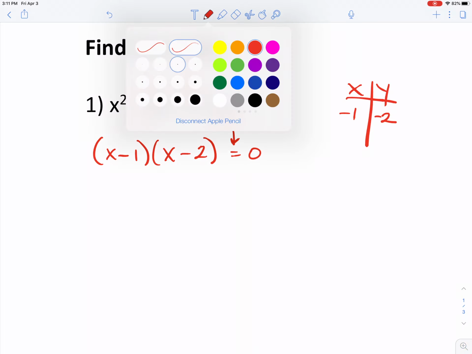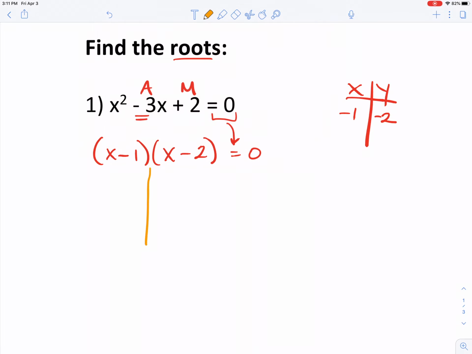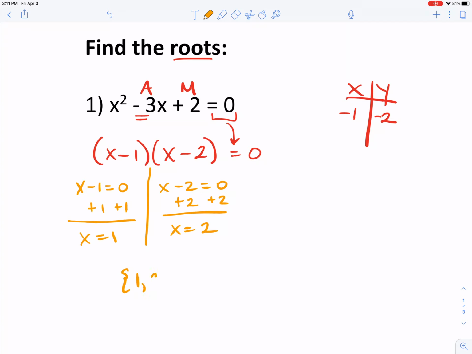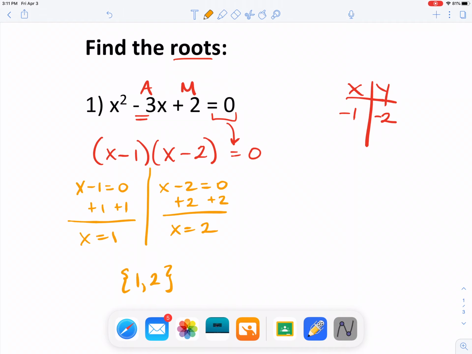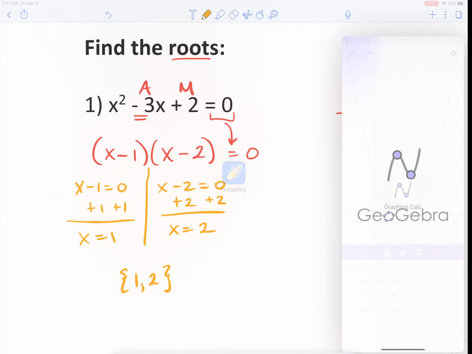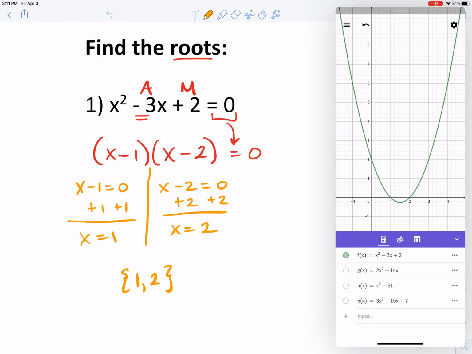Now, once we have it in factor form, we use the zero product property to say that either the first factor is equal to 0 or the second factor is equal to 0. We solve each of these equations. The first one gives me that x is equal to 1. Adding 2 on both sides here, I get x is equal to 2. Now, that's finished. Your solutions are 1, 2. You do not have to write it in solution set form, but I want to take a moment and show you the connection to the graph of this equation.